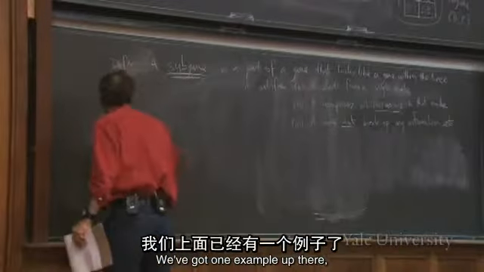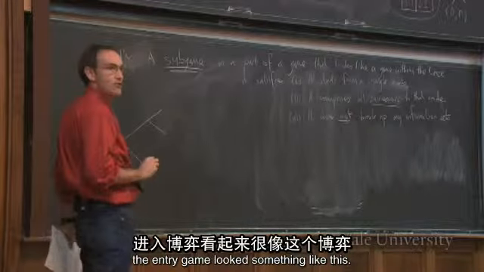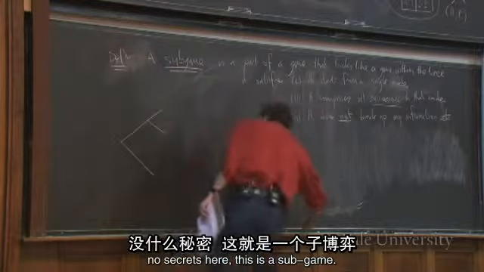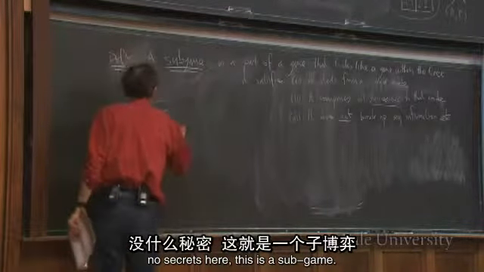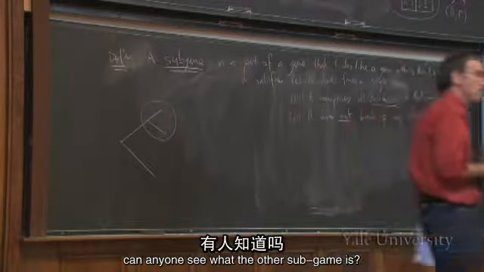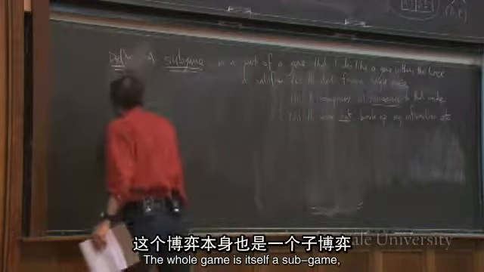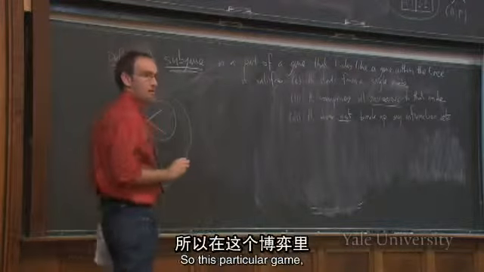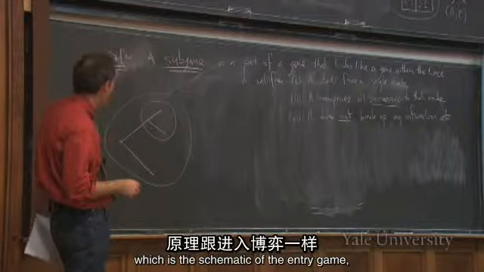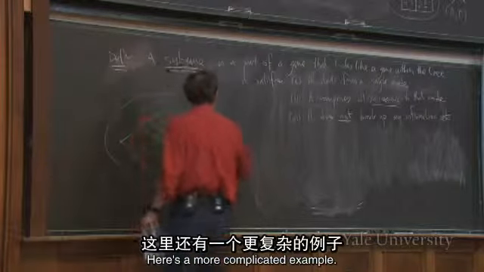We've got one example up there. The entry game looked something like this. So what are the subgames here? No secrets here. This is a subgame. There's actually another subgame. Can anyone see what the other subgame is? The whole game is a subgame. The whole game is itself a subgame, somewhat trivially. So this particular game, which is the schematic of the entry game, has actually two subgames, but only one proper subgame. Here's a more complicated example.